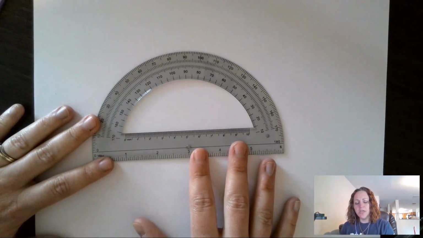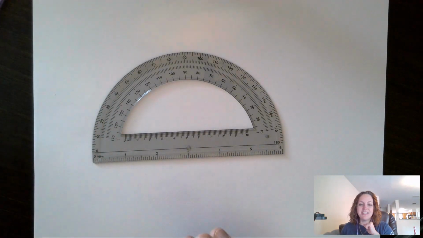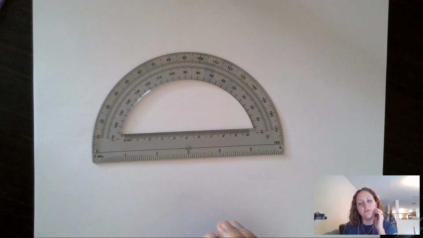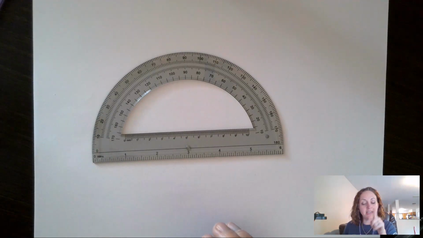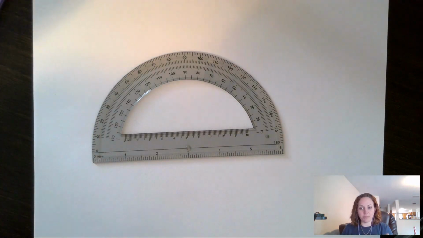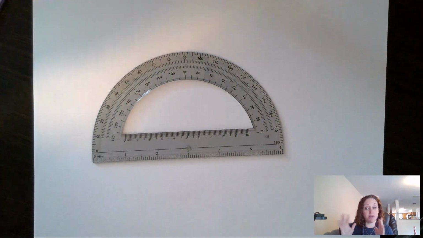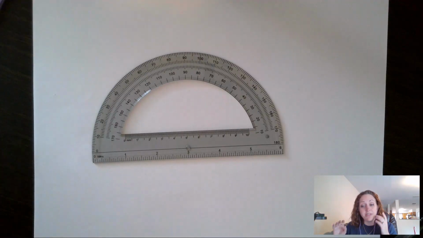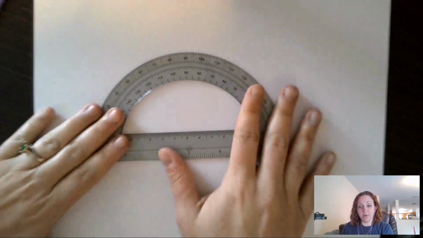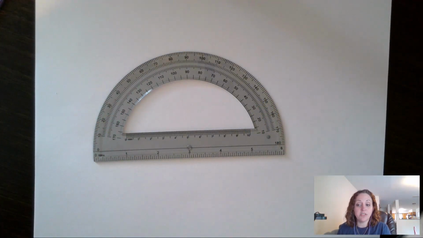If this is a tool that you do not have at home, that's okay. You can still practice measuring angles on the link at the top of the page where you found this video. It is a virtual protractor practice. It will give you a virtual protractor and angles, and you can practice measuring the angles that way. I would definitely recommend practicing with either an actual protractor or a virtual protractor, because that is something you're going to have to be able to do, to read the protractor.